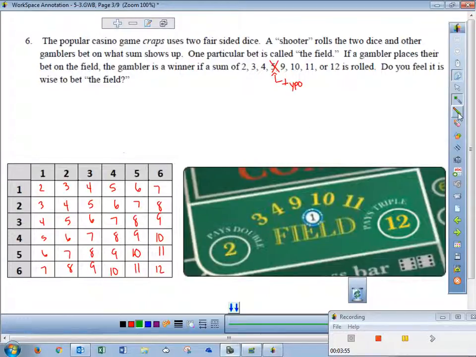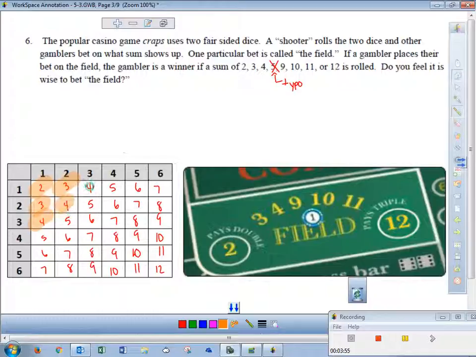Well, to the untrained mathematician, this looks like a great bet because they're like, oh, look, 1, 2, 3, 4, 5, 6, 7 different things would make me a winner. Well, that's not true. There are 36 total possibilities, so let's count up all the winners. You'd win if you rolled a 2 or a 3, so there's 1, 2, 3 things that would make you a winner. You can win a 4, so 4, 5, 6. 6 ways to win right there.